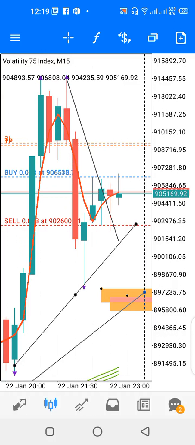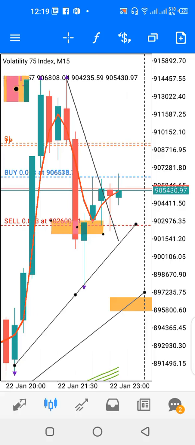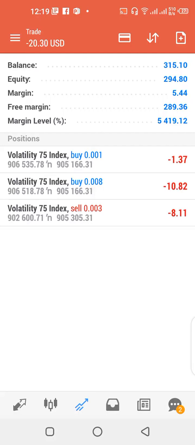And if price goes up and gets to my TP, it will trigger the TP of my 2 buy trades and also trigger the stop loss of my 1 and only sell trade. And if that happens, I'll close out with not just break even, some profit.